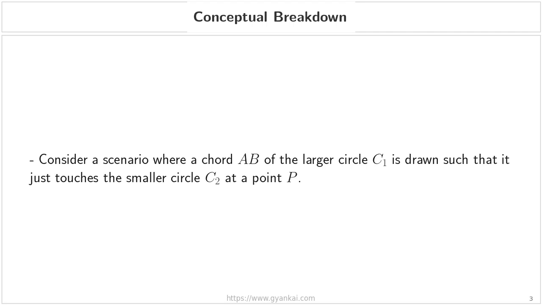Conceptual breakdown. Now that we have defined our basic terms, the concentric circles, the chord, and the tangent, let's bring them all together into a single geometric scenario. Imagine we draw a chord, let's call it AB, across our larger circle, which we've labeled C1. Now, here is the key part. We draw this chord specifically so that it just grazes or touches the edge of our smaller circle, C2, at a single point, which we will call point P.